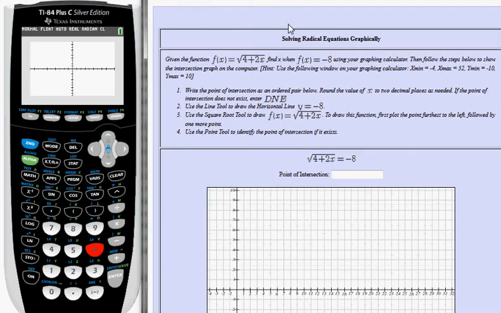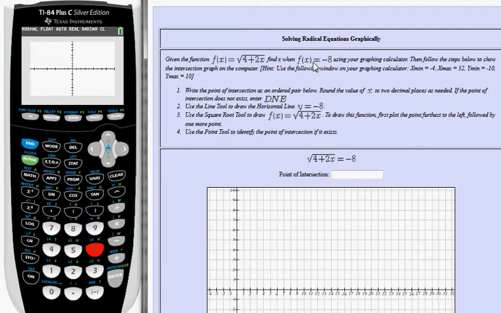In this problem, we're going to be solving a radical equation using the graphing method on your calculator. We're given the function f of x equals the square root of 4 plus 2x, and our job is to find the input x which makes the output f of x equal to negative 8.